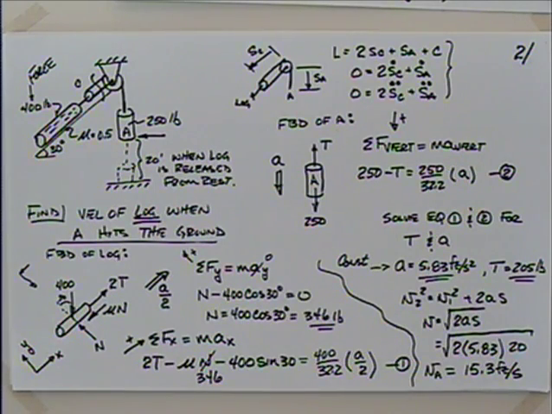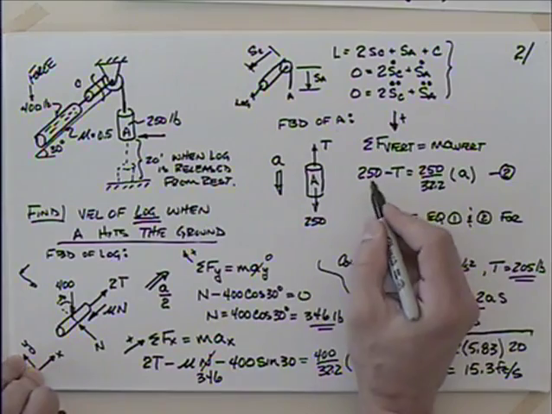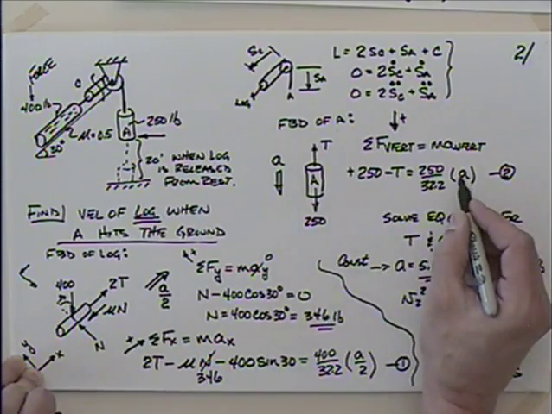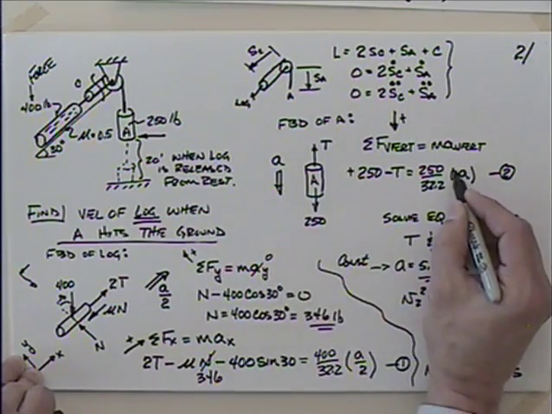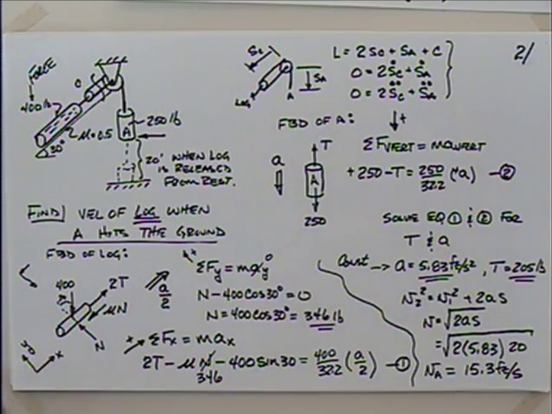Questions with that? Remember also, if you've defined that you're going to take positive down, 250, that was down, so that's positive. T was up, so that's negative. Then what about A? A was down, so it becomes positive, doesn't it? Our sign convention that we use on the left-hand side of the equal sign has to be the same as the sign convention on the right hand.